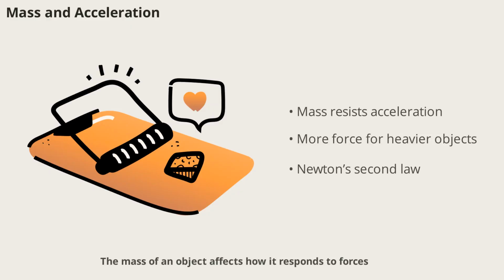Mass of an object affects how it responds to forces. According to Newton's second law, acceleration depends on both the force applied and the object's mass. A heavier object requires more force to accelerate than a lighter one. This is why it's harder to push a loaded cart than an empty one. Understanding the relationship between mass and acceleration helps us design vehicles, machinery, and even athletic training programs.